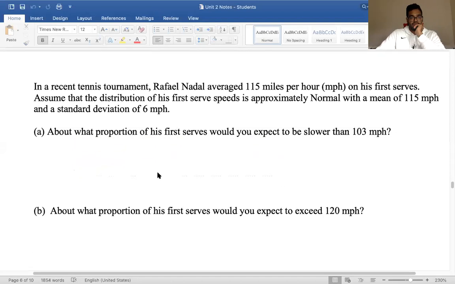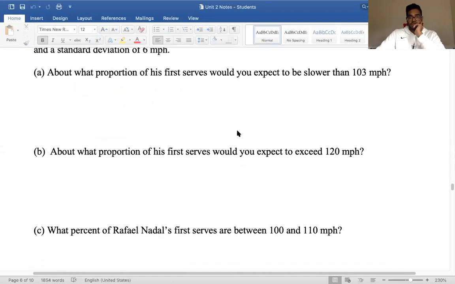Okay, moving down. Again, make sure you're reading the question. What proportion or percentage of serves would you expect to exceed 120, so go faster than 120? As soon as you say exceed, you've got to go 1 minus at some point. So same sort of setup, z equals 120 minus 115 divided by 6, z equals 0.833. The p-value here is 0.7642.